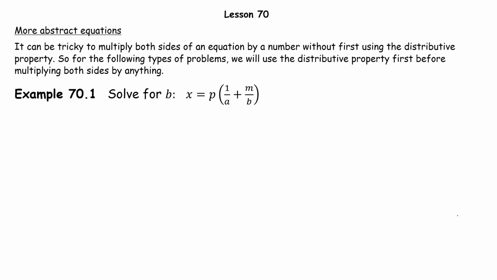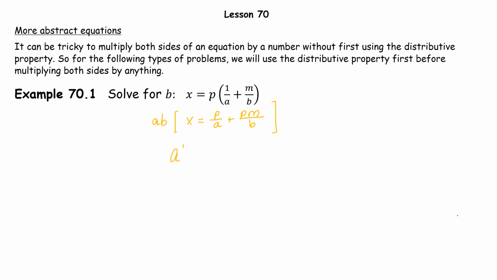So the first thing you're going to do is use the distributive property and just multiply that p by everything in that set of parentheses. So x is equal to p over a plus pm over b. So we've got that common denominator of a, b. So what we're going to do is multiply the whole equation by ab, and that will cancel all the fractions. That'll make all the fractions go away.